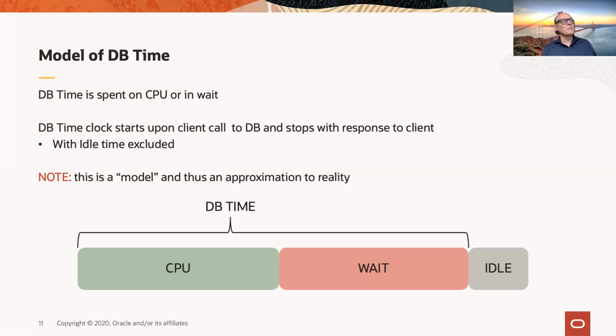So this is really the basic model of DB time, right? It's basically time spent in an active wait or on a CPU. And really the point here is that CPU plus wait time should add up to DB time when you exclude idle wait, right? So we shove idle off to the side and we say, DB time is CPU plus wait.